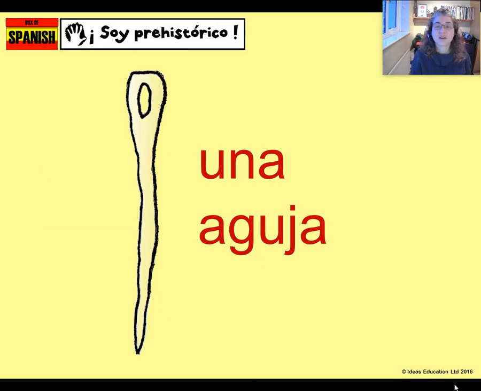Let's have another look then at those tools and talk a little bit about them, what they are and what they might have been made of, and also how we can remember them by linking them to English words. So the first one is una aguja. And can you guess what that one is? That's right, it's a needle. Can you guess what Stone Age man might have made his needle with? That's right, he made it out of bone. That's why it is a yellowy white colour.